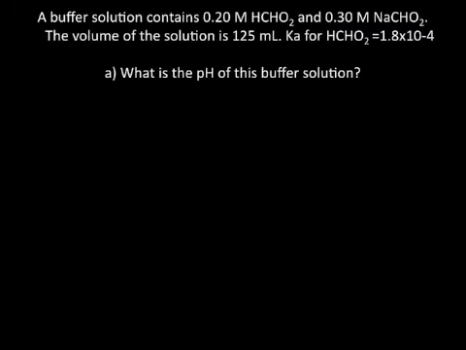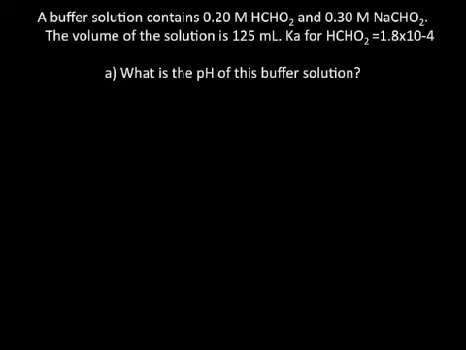Okay, my next question is, again, a buffer solution. It has 0.2 molar HCHO2 and 0.3 molar NaCHO2. It gives me the volume of the solution, and it also gives me the Ka. So this is a three-part problem where it first asks what the initial pH of the buffer is, and then how the pH changes when we add either a strong acid or a strong base to it. This problem will carry on through the next 3 slides.